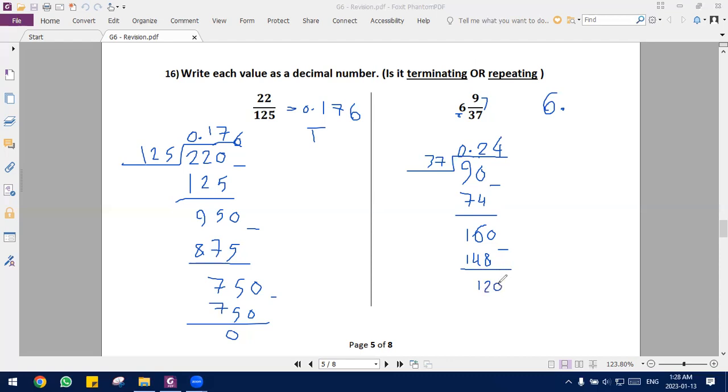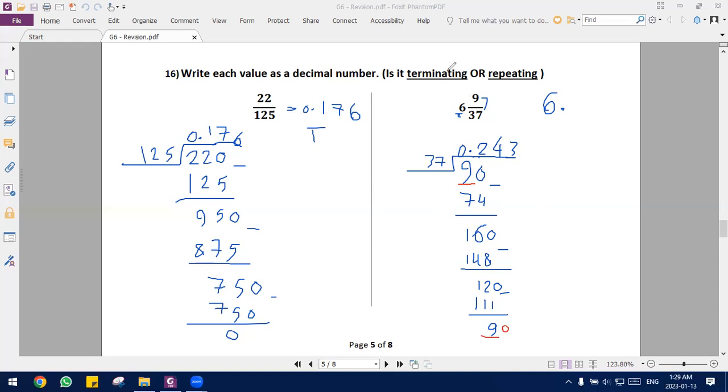Now we add 0, so 12 becomes 120 divided by 37, which is 3. 3 times 37 is 111. When we subtract, the remaining is 9. Now here we just stop for a while and remember that at the beginning you had 9 and then you add a 0 to it. So this question is repeating itself now.